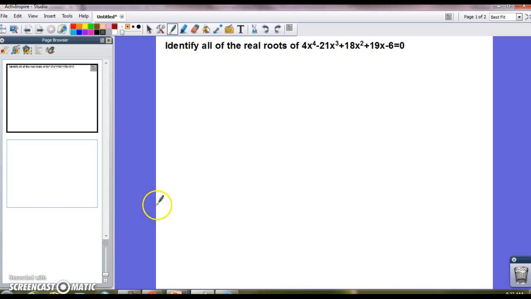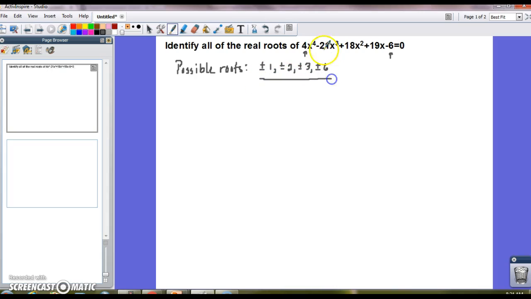The first thing we have to do is apply the rational root theorem. And remember that said, to figure out all of my possible roots, I need to take all of the factors of my constant term and divide them by all of the factors of my leading coefficient. So all of the factors of 6 would be plus or minus 1, plus or minus 2, plus or minus 3, and plus or minus 6.